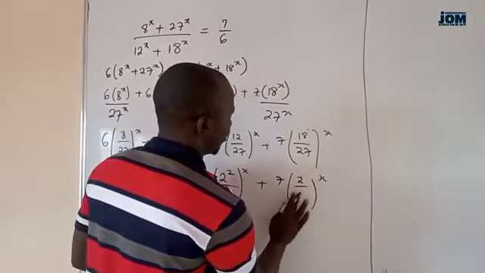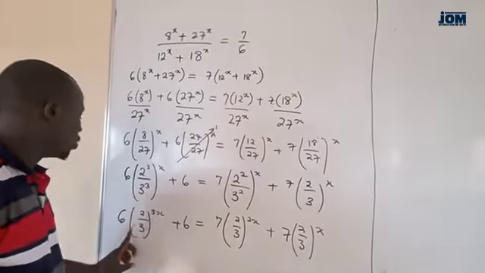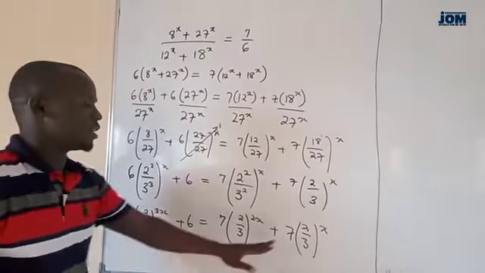Now if you observe something, this can also be written as 2 over 3 all raised to the power of 3x plus 6 equal to, likewise this 2 over 3 all raised to the power of 2x plus 7 multiplying 2 over 3 all raised to the power of x. If you observe, all of them have a common argument in the parentheses: 2 over 3, 2 over 3, and 2 over 3. So we can let a certain alphabet or anything to be equal to 2 over 3 all raised to the power of x.